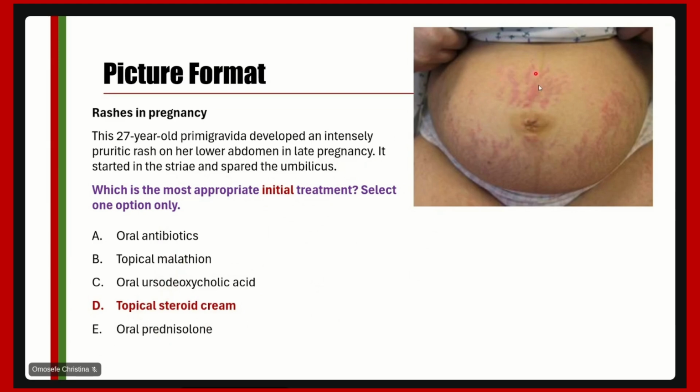This is where you say, okay, you are looking at the picture, you're recognizing it, you're going into the stem. What are you looking for? Your most appropriate initial treatment. Your stem has not given you that information. She's not hemodynamically unstable. She's not unwell. She just has the rash and it's very itchy.